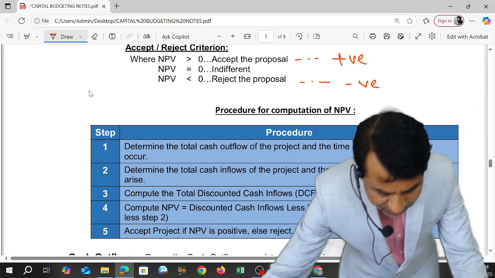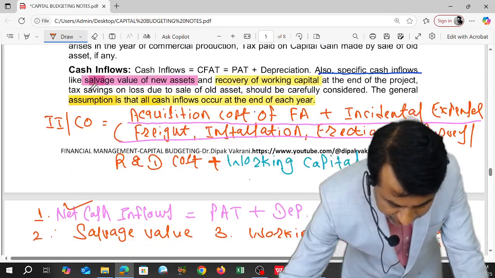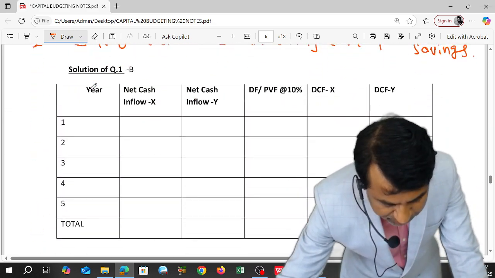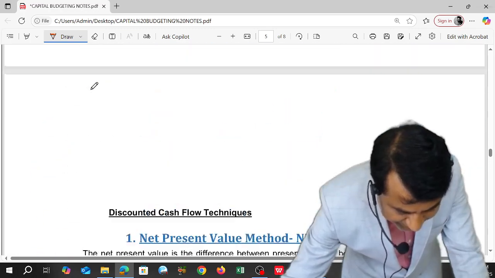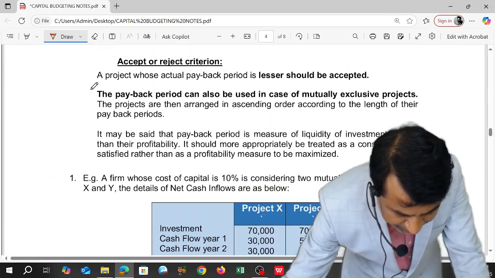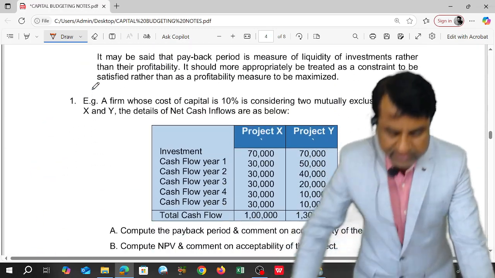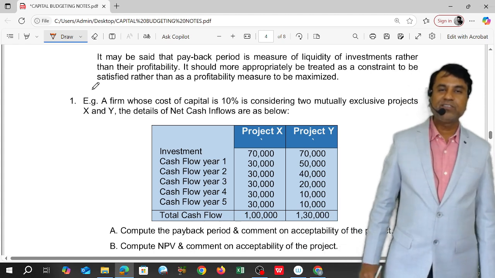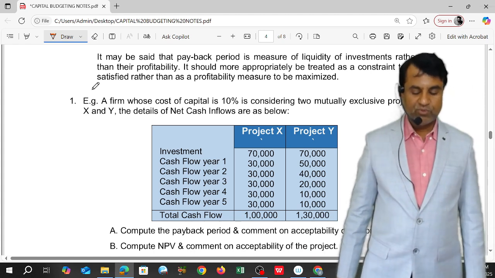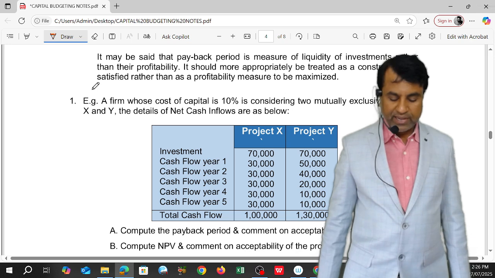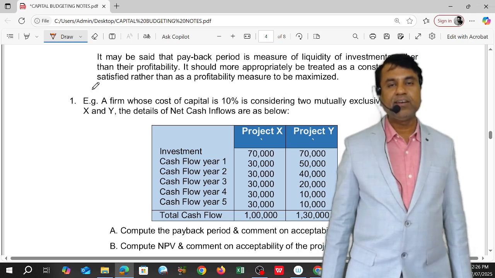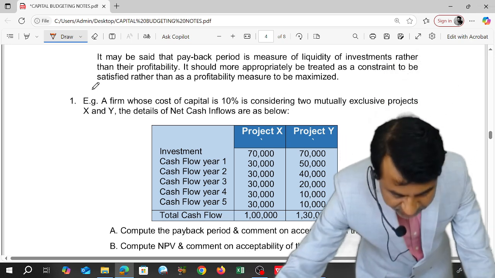Let's do the same sum. So you can check out here. I have copied the sum for you. So this sum itself we are going to do, my dear. यही sum हम करेंगे यहाँ पे. तो ये आपके cash inflows है ना? So 30,000 is uniform for project X for 5 years, and for project Y it is 50, 40, 20, 10, 10. So these are the cash inflows. So let's solve the sum.